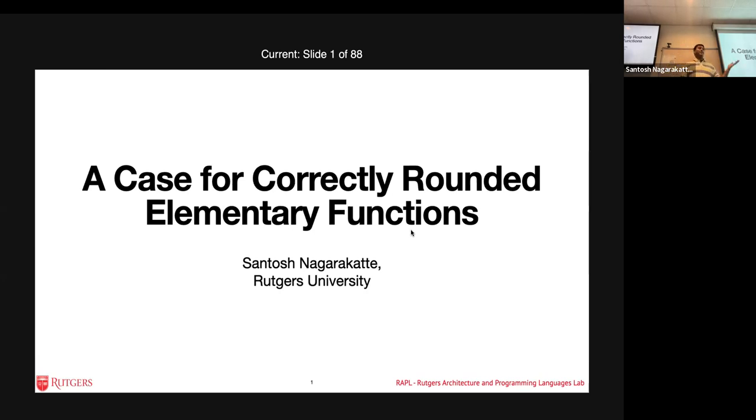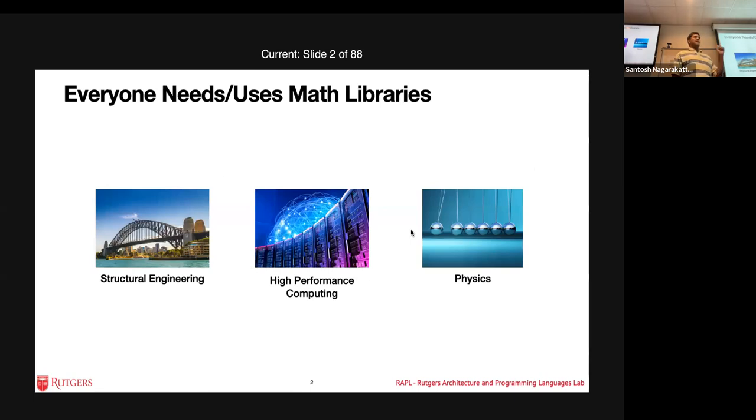Okay, so what is a math library? Math libraries are a collection of elementary functions. Elementary functions are functions of a single variable involving addition, multiplication, logarithms, trigonometric functions, and polynomials. Who uses them? Everyone uses them. If you're dealing with any aspect of scientific computing, any aspect of physics, whatever you do with computing, if you're dealing with the real world, you use math functions.